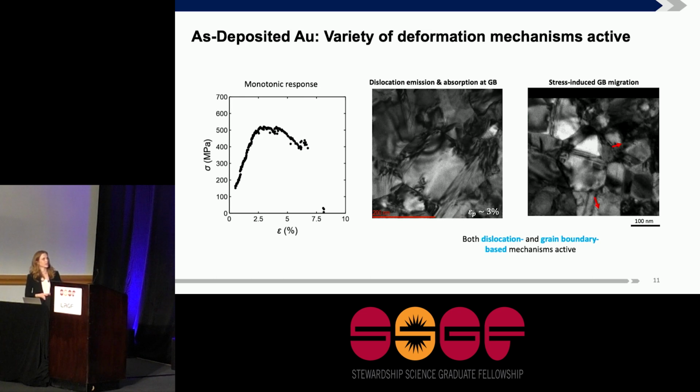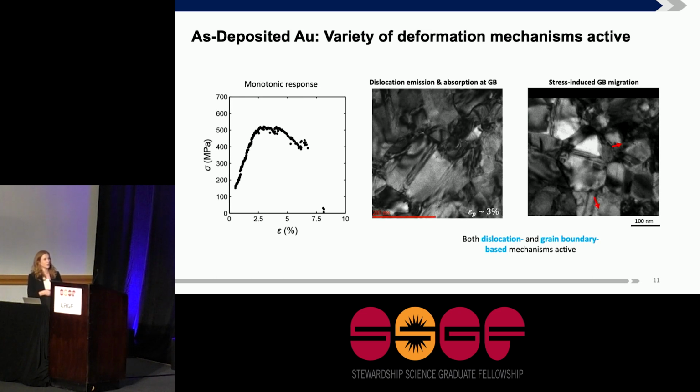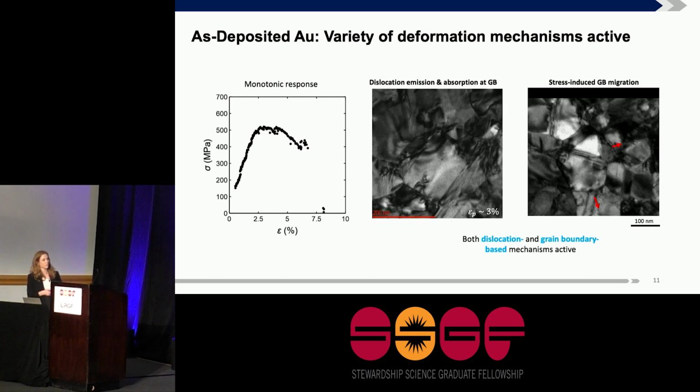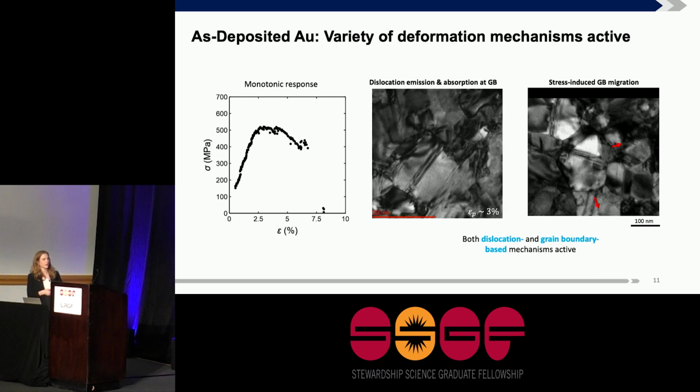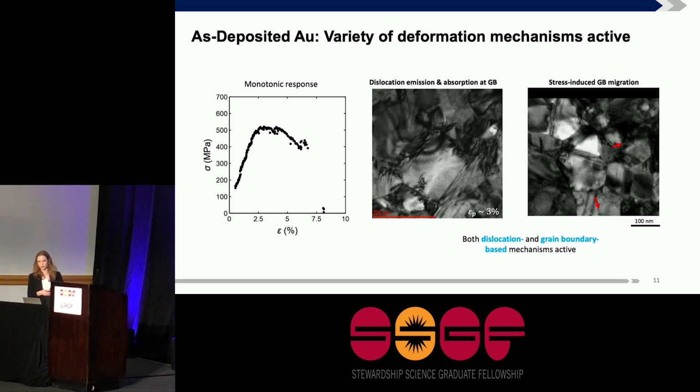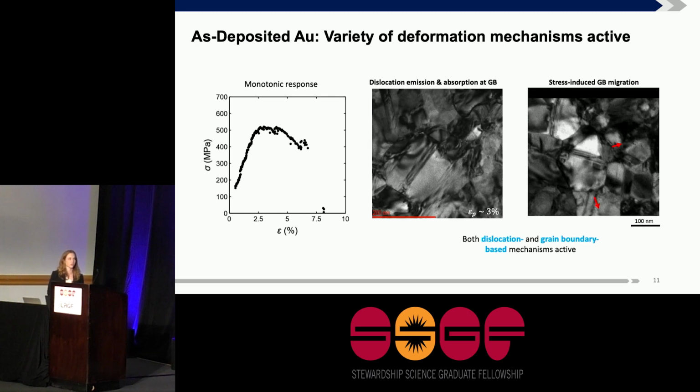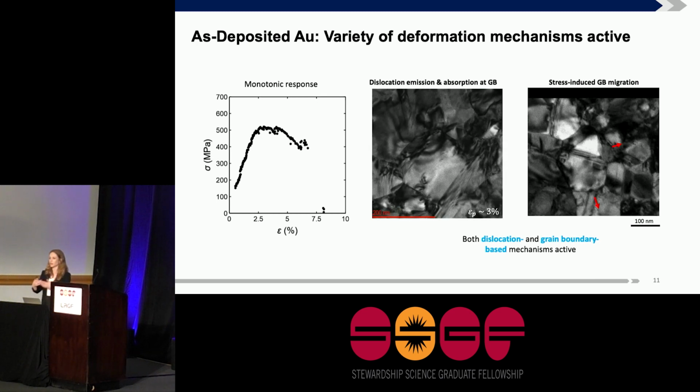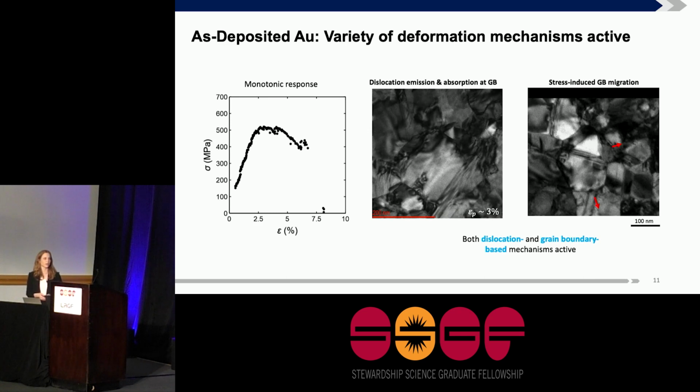In the center is an example of a dislocation nucleating at this grain boundary here and gliding within this grain unimpeded until it's absorbed at this grain boundary. And so this is very characteristic for these materials. You get dislocation nucleation and glide until they reach another grain boundary.